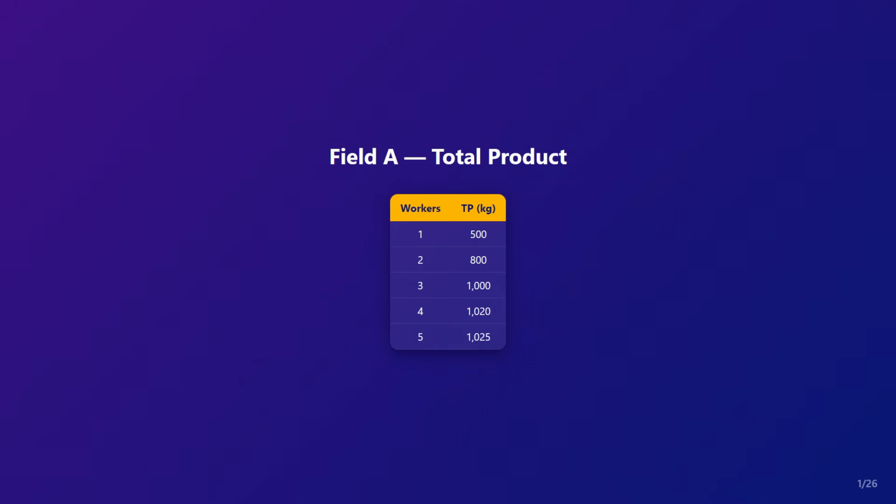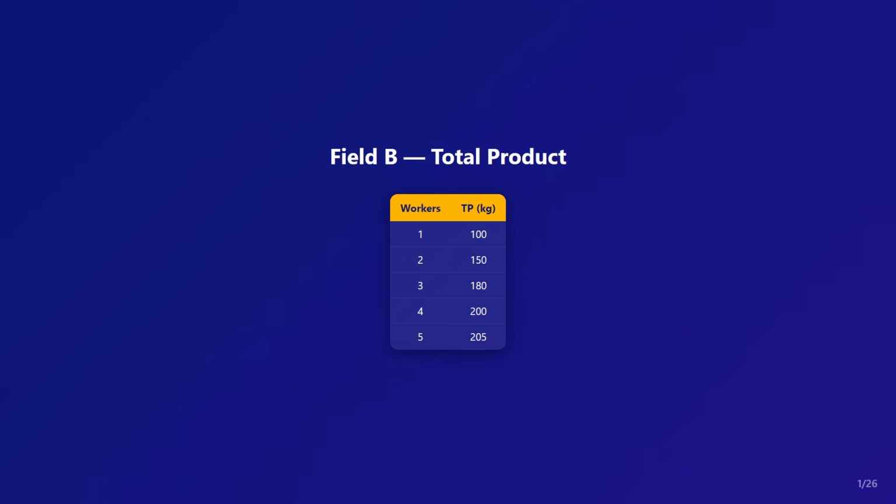Additional data: the price per kilogram of wheat is 10 shekels, and the wage is 300 shekels per worker. These are market data that the producer accepts and cannot change. Calculating marginal product. Step 1, we calculate the marginal product of each worker in each field. Marginal product measures how much additional output each additional worker adds.